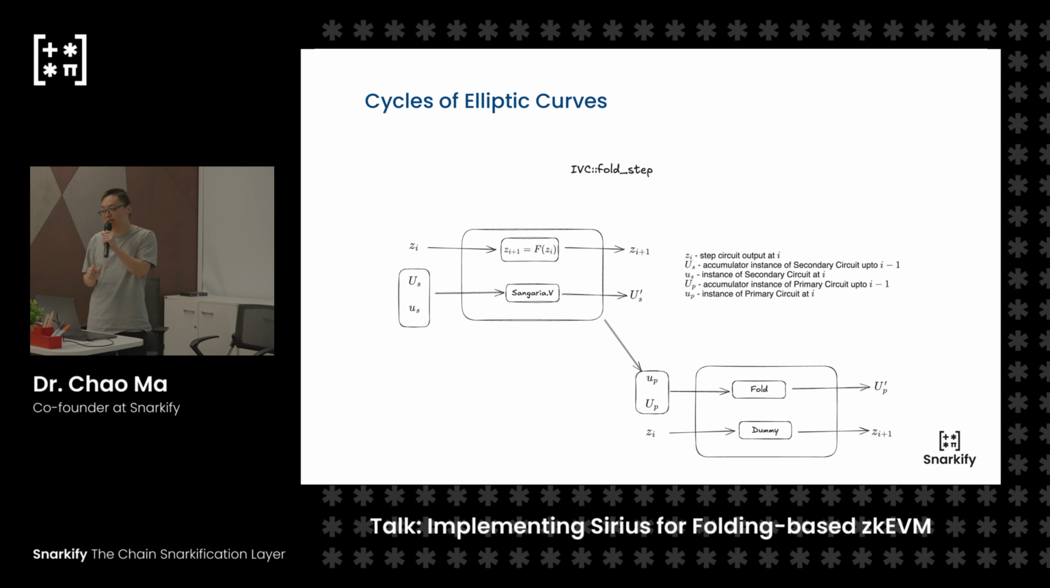What it means is, for example, the BN256 curve has two fields. So we find the dual curve, which is called the Grumpkin curve. The scalar field of BN256 is equal to the base field of the Grumpkin curve. And the base field of the BN256 curve equals the scalar field of the Grumpkin curve. So it means whenever you want to operate on the base field of BN256, you can also operate on the scalar field of the Grumpkin curve.